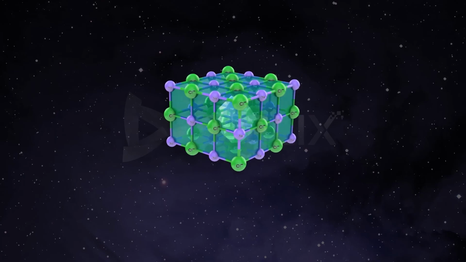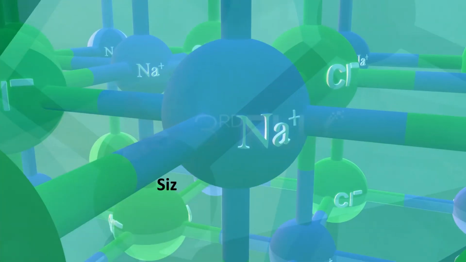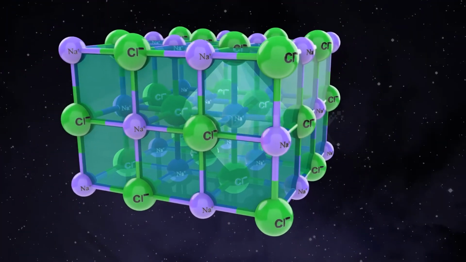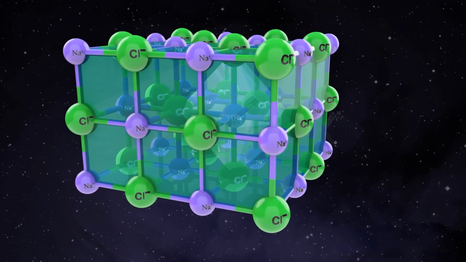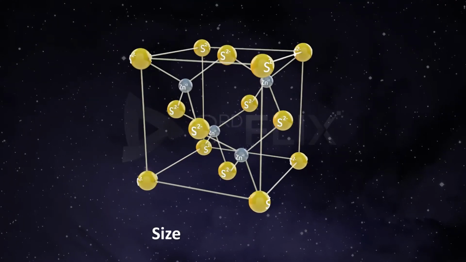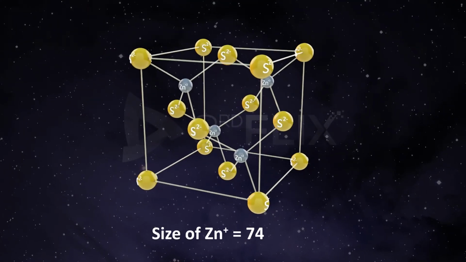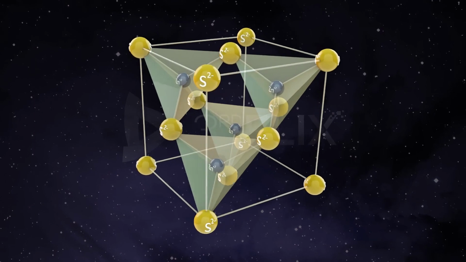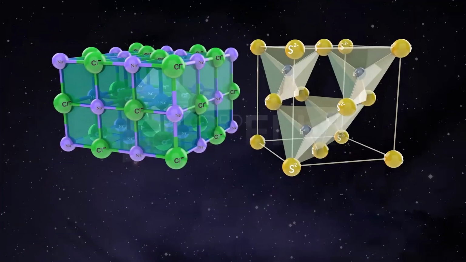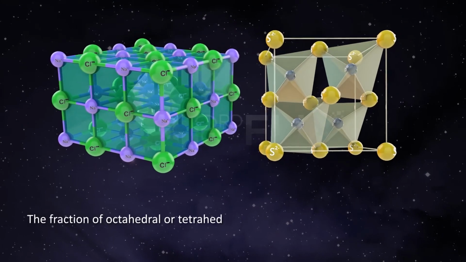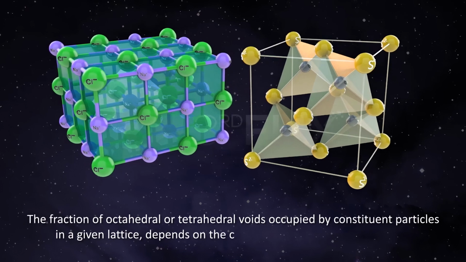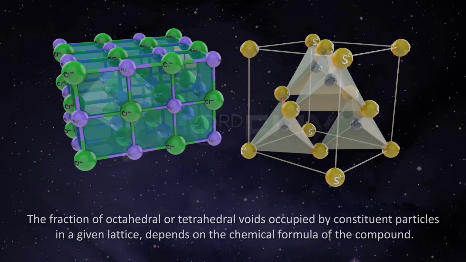For example, in the sodium chloride lattice, sodium ions, 102 picometers in size, occupy the octahedral voids, and in the zinc sulfide lattice, zinc ions, with a size of 74 picometers, occupy the tetrahedral voids. The fraction of octahedral or tetrahedral voids occupied by constituent particles in each lattice depends on the chemical formula of the compound.